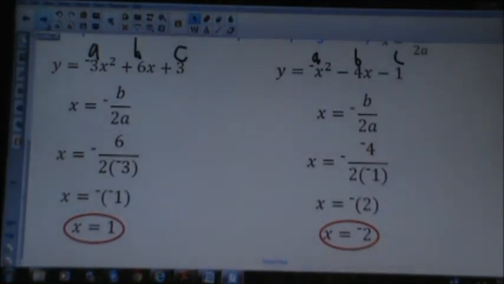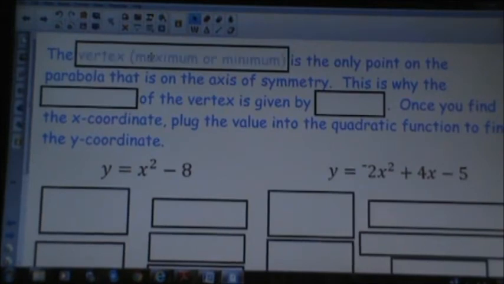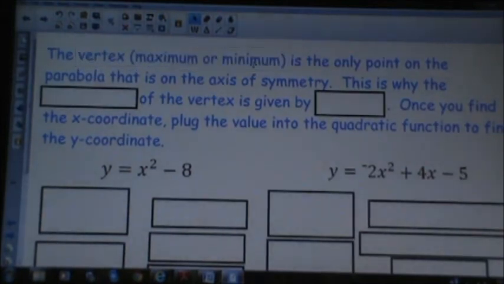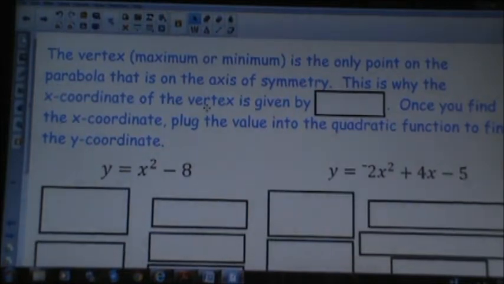Now we're going to look at how do we find the vertex? Because the vertex, which is our maximum or our minimum, depending on which way our parabola is opening, is the only point on the parabola that is on the axis of symmetry. This is why the x-coordinate of the vertex is given by negative b divided by 2a. Once we find this x-coordinate, which is also our equation for our line of symmetry, then I'm going to plug that value into my quadratic function to find the y-coordinate.